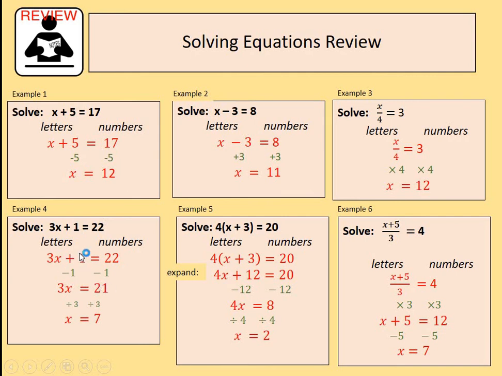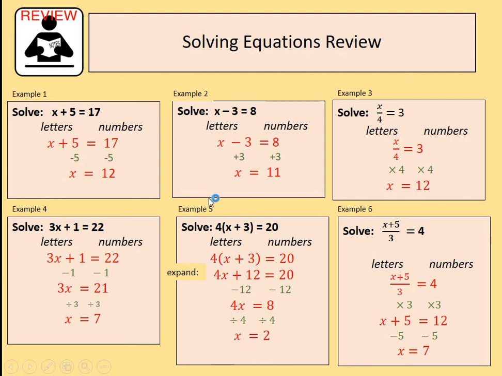so we have to do a couple of steps to solve it. So the first thing we do here is to take away the numbers. So that gives us 3x is 21, and then we divide by 3. Okay, we don't subtract 3 because the 3 is 3 times a number plus 1 equals 22. So we need to undo it in reverse.